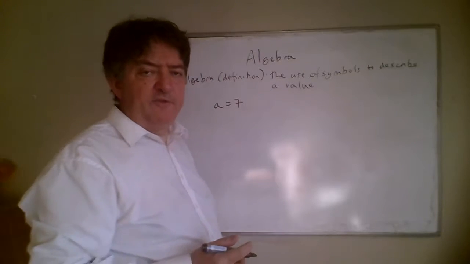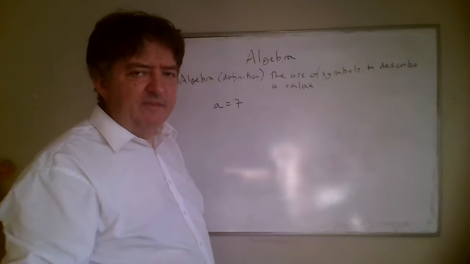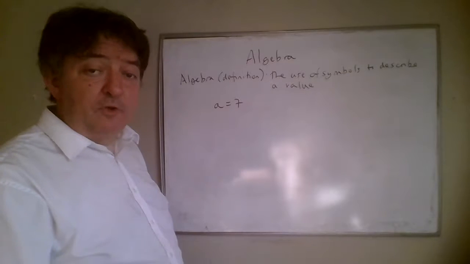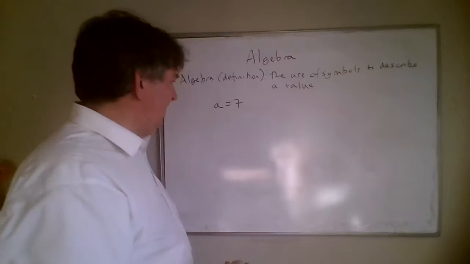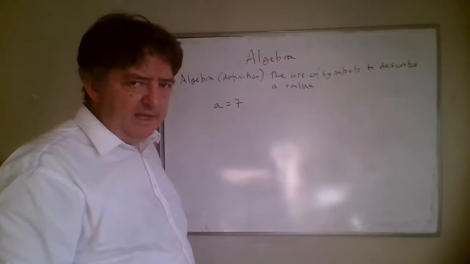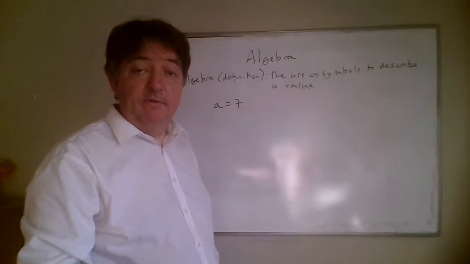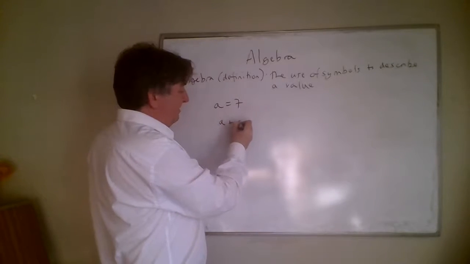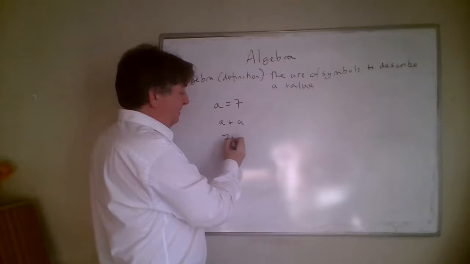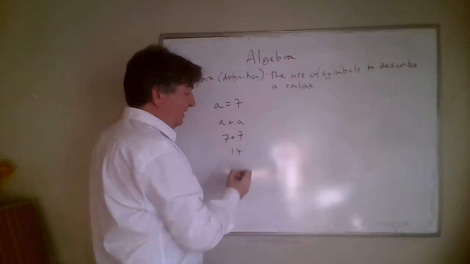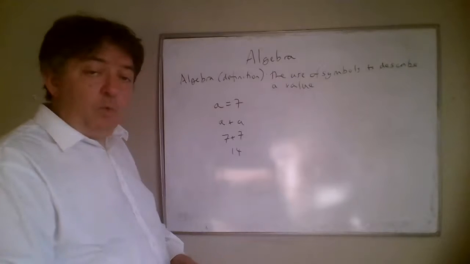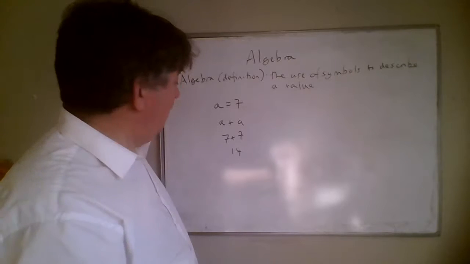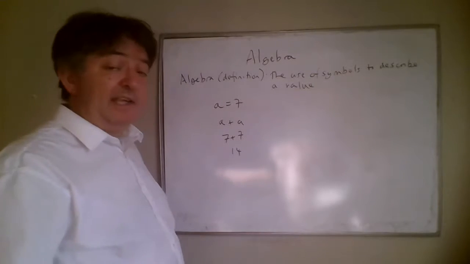In this video, we're going to introduce the concept of algebra. And the definition of algebra is the use of symbols to describe a value. So we can take the letter A and make it worth 7. So in this case, A equals 7. A plus A equals 7 plus 7 equals 14. So it's really quite straightforward when we look at it in this way. If we're looking at A, we can see A plus A equals 7 plus 7 equals 14.